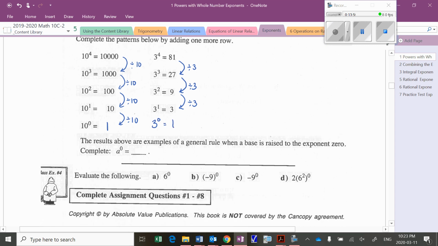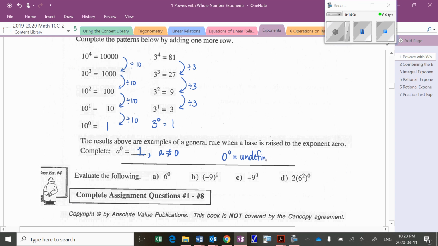So at the end of the day, that general rule is that anytime we have a base to the exponent 0, a to the 0, for example, is equal to 1. And the one thing that they're missing here, though, is that condition. So turn that period into a comma. A to the 0 is 1, provided that a does not equal 0. So 0 to the 0 is undefined.